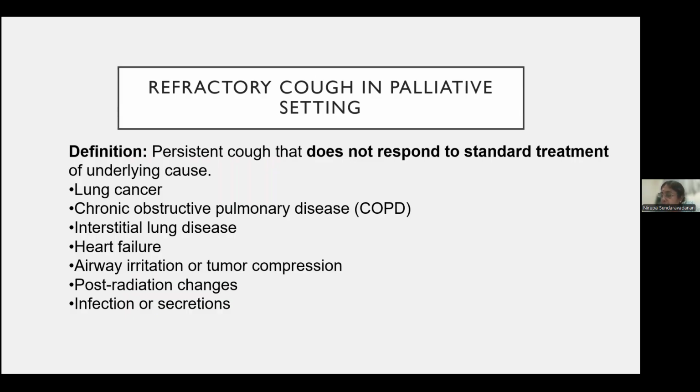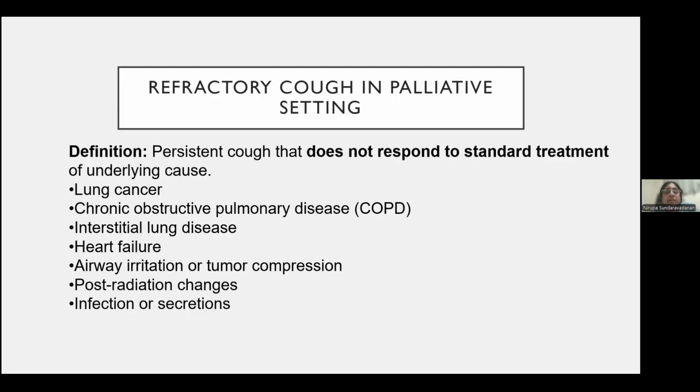So often accompanying breathlessness, we saw, is the symptom of cough. And what do you mean by refractory cough? Sometimes they say it's more than 8 weeks. Some people have a measure like that, it goes on. But basically, it's persistent cough that does not respond to any standard treatment of the underlying cause.